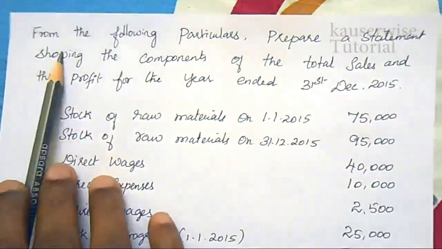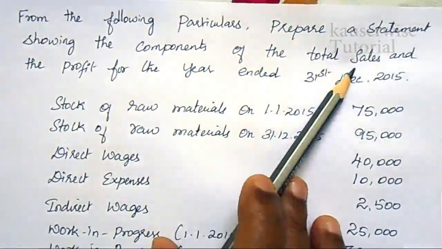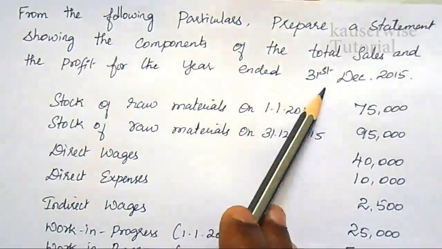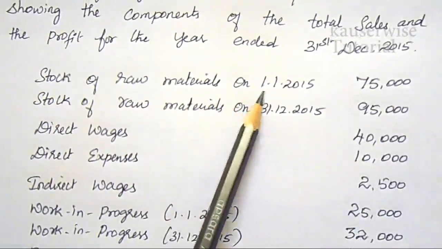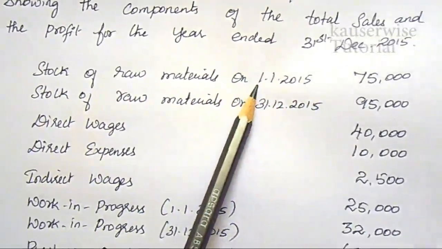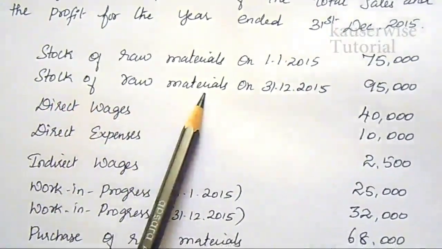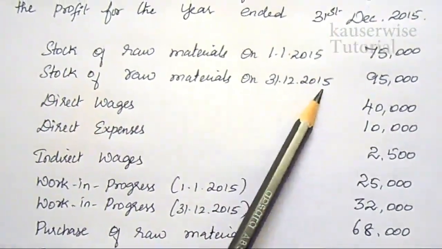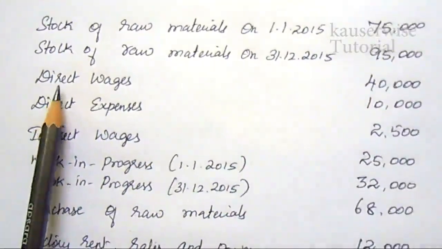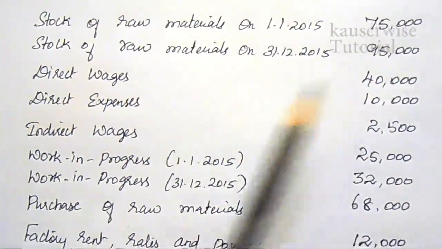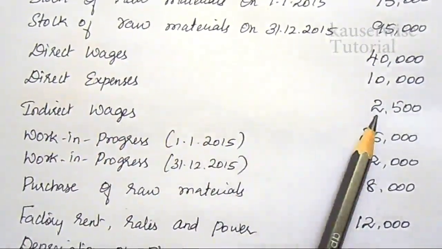Look at the problem. From the following particulars, prepare a statement showing the components of the total sales and the profit for the year ended 31st December 2015. First one, stock of raw materials on 1st January 2015. This one is opening stock of raw material. How much? 75,000. Next one, stock of raw materials on 31st December 2015. This one is closing stock of raw material. 95,000. Next one, direct wages 40,000. Direct expenses 10,000. Indirect wages 2,500.